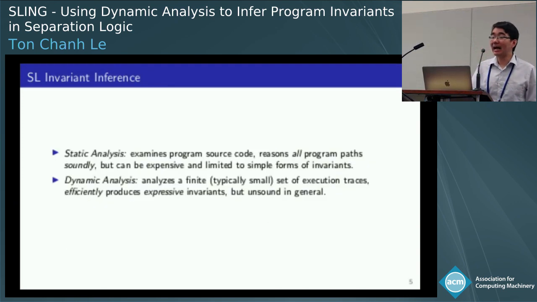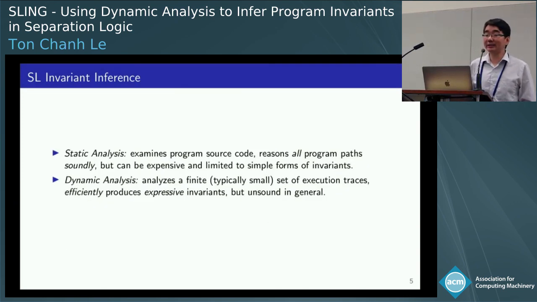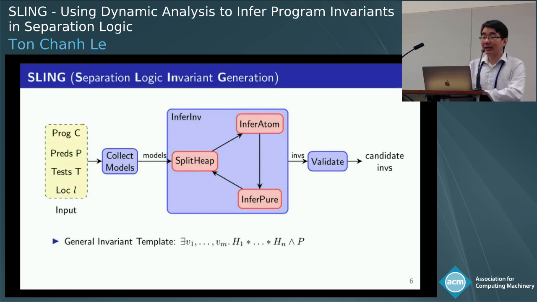So the question is, how can we infer such non-trivial separation logic invariants? There are two main techniques. First is static analysis. This is a sound technique, but it is expensive and may be limited to simple forms of invariants. Another technique is dynamic analysis, which analyzes just a finite small set of execution traces, so it is efficient but unsound in general. In this work, I would like to introduce SLING, a pure dynamic technique to infer separation logic invariants.